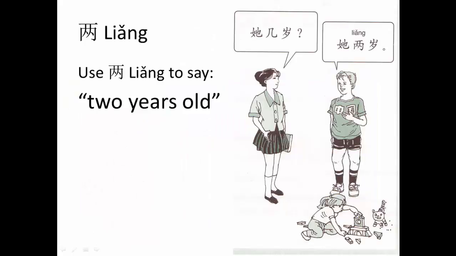We also use liang to say 2 years old, which is why we're learning it this unit. So to say, how old is she? She is 2 years old. We would say 她几岁? 她2岁.